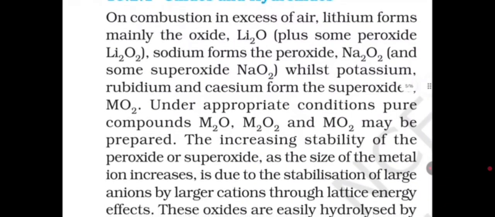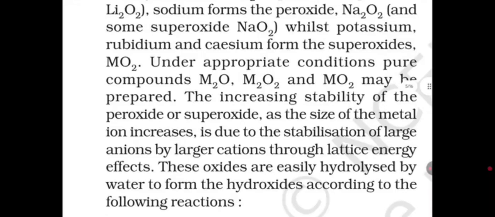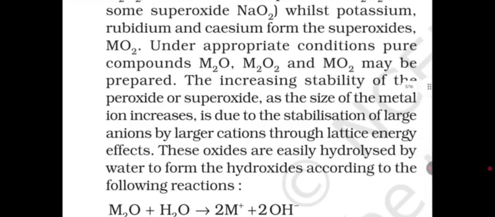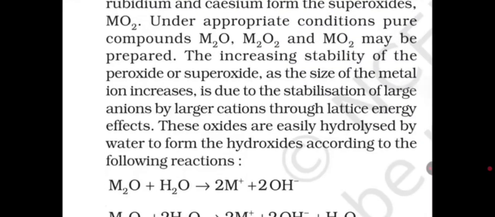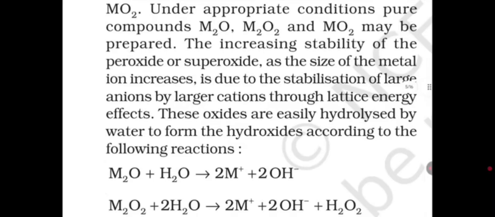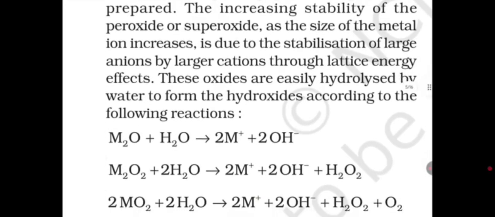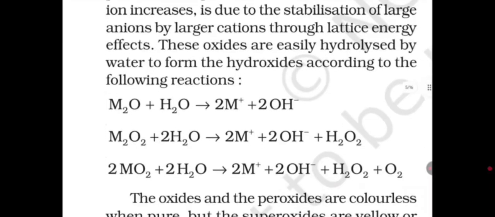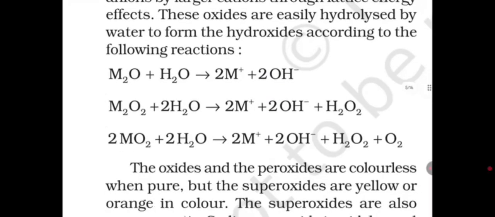On combustion in excess of air, lithium forms mainly the oxide Li2O plus some peroxide Li2O2. Sodium forms the peroxide Na2O2 and some superoxide NaO2, whilst potassium, rubidium and cesium form the superoxides MO2. Under appropriate conditions, pure compounds M2O, M2O2 and MO2 may be prepared. The increasing stability of the peroxide or superoxide as the size of the metal ion increases is due to the stabilization of large anions by larger cations through lattice energy effects.